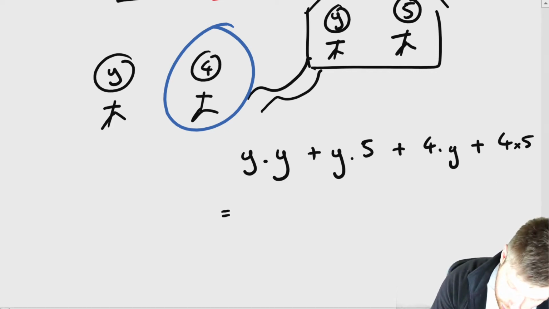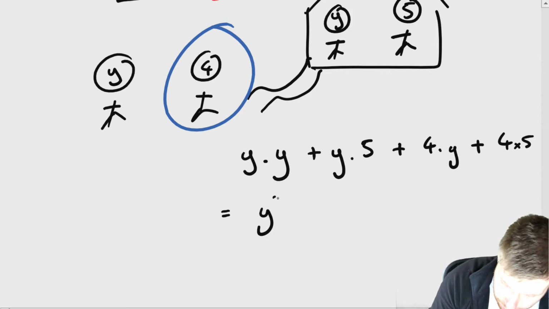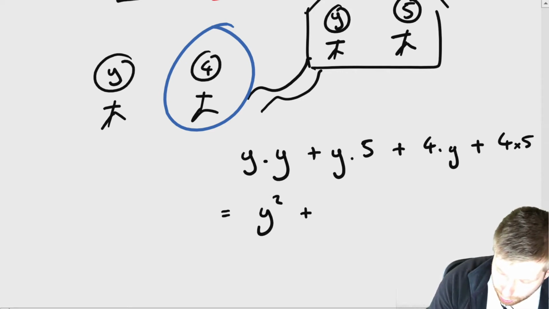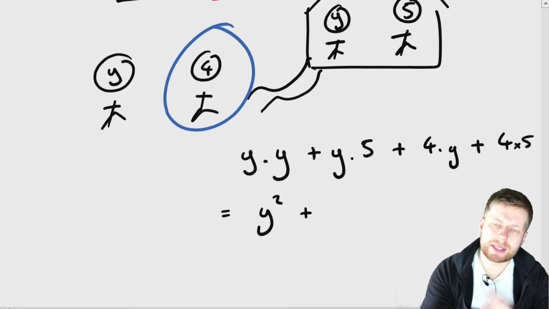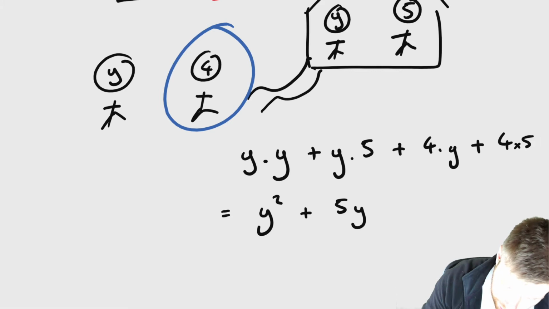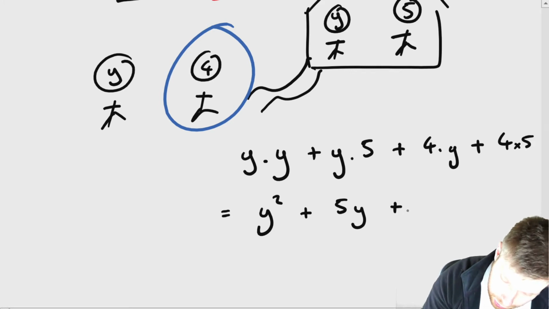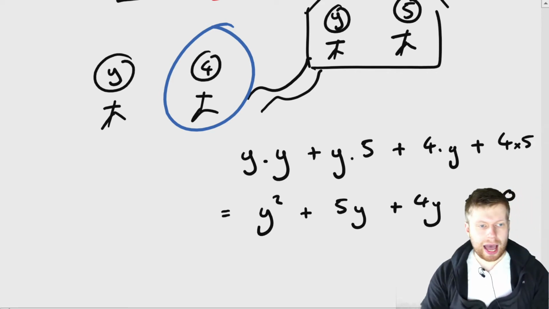So if I'm going to do this, y times y, we've already done that in our abbreviations at the start, that should be y squared. Then I have plus y times 5. You'd never write it that way round, you always write the numbers first, then the letters, so it'll be 5y. Then again, 4y, you don't have to write the 4 times y, do you? You could just write the 4y like that. And then 4 times 5 is 20. Now have a look at this.